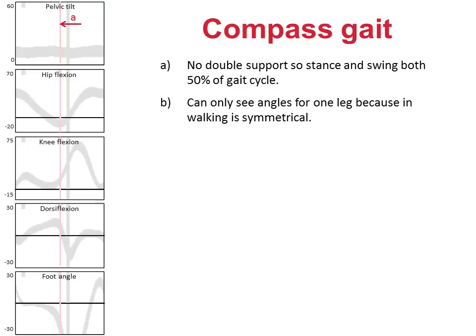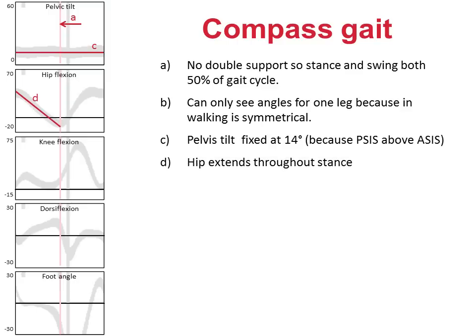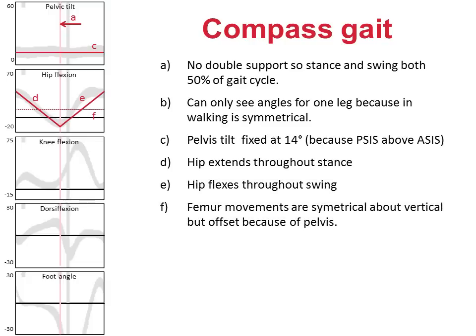As noted in the screencast, the trunk remains upright throughout the gait cycle, but because we define the transverse plane of the pelvis as that containing the anterior and posterior superior iliac spines, this pelvis is recorded as being tilted about 14 degrees anteriorly. In compass gait, and in order to allow the trunk and head to remain upright, the hip extends through stance and flexes through swing. The femur movements are symmetrical about the vertical, but because the pelvis is tilted forwards, hip movement is recorded as about an average value of about 14 degrees of flexion.